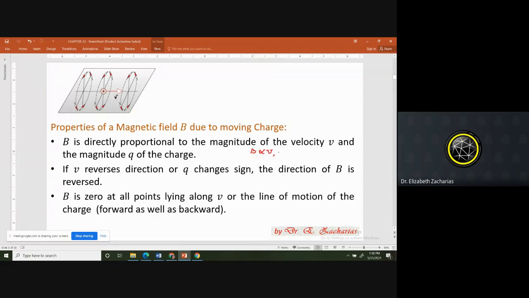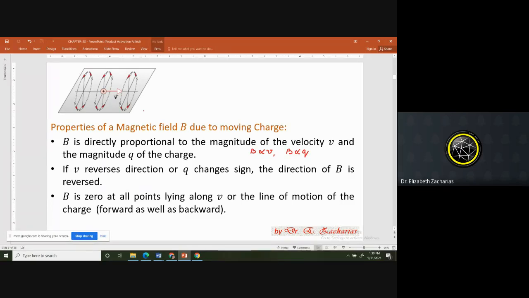And similarly, you're also finding that the magnetic field that you're getting is proportional to the charge of the charged particle. Instead of doing this experiment with a proton, if you were to do it with, let's say, a helium positive ion, then you find that the magnetic field is double. So you are seeing that the magnetic field is also proportional to the charge.